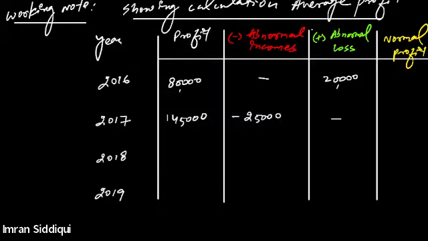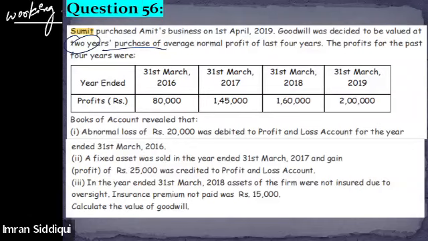Moving on to the next year, 2018. Profit is 1,60,000, so write 1,60,000 here, and see whether there is any adjustment given in the question regarding 2018. In the third statement, it says that in the year ended 31st of March 2018, assets of the firm were not insured due to oversight. Insurance premium not paid was 15,000. Like I've explained in the previous class as well, insurance premium is a normal expense, so it needs to be subtracted, yes or no? They should have been subtracted.